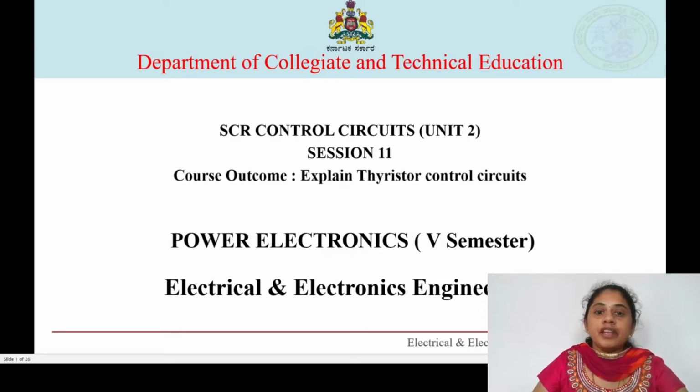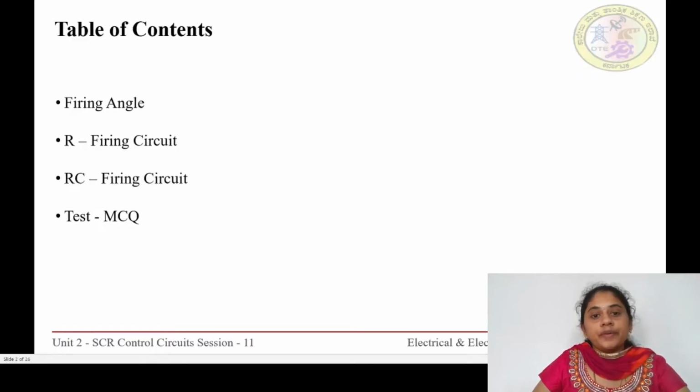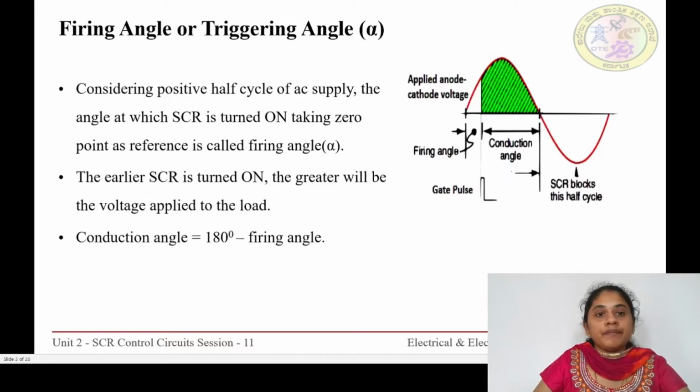This is session 11 of the Power Electronics course. In this session, you will mainly learn about R firing and RC firing circuit. The table of contents of this session includes firing angle, R firing circuit, RC firing circuit, and at the end of the session, there will be a multiple choice question.